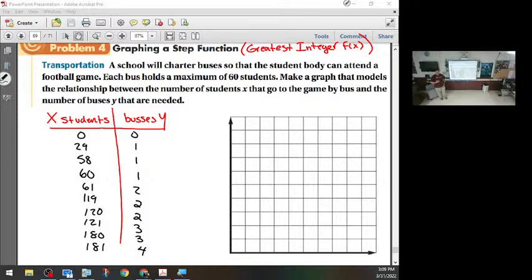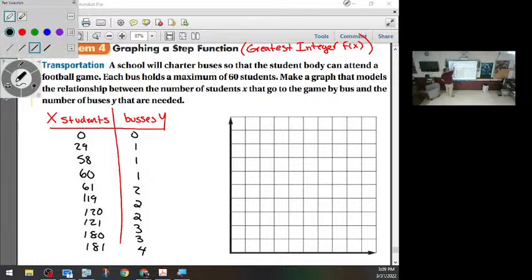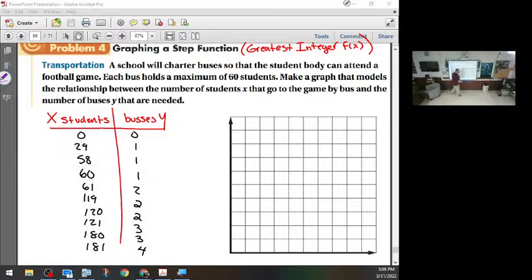It's going to give me this step function where I should probably go by 60s because that's the capacity of my bus. 60, 120, 180, 240, 300, 360, 420, 480, 540, 600. Which actually ain't too far off.